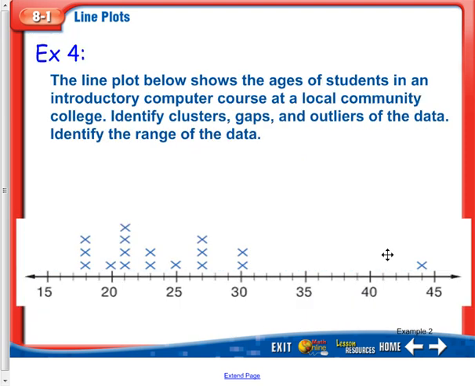For example 4, the line plot below shows the ages of students in an introductory computer course at a local community college. Identify clusters, gaps, and outliers of the data, then identify the range. So let's do the clusters first.